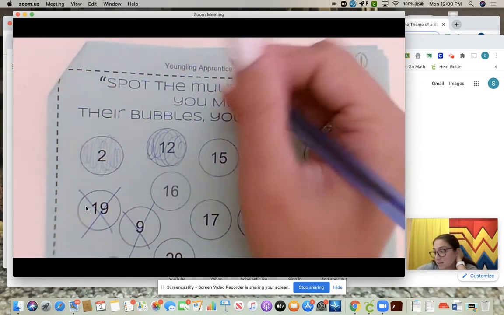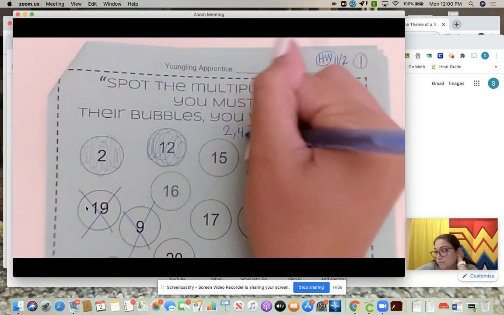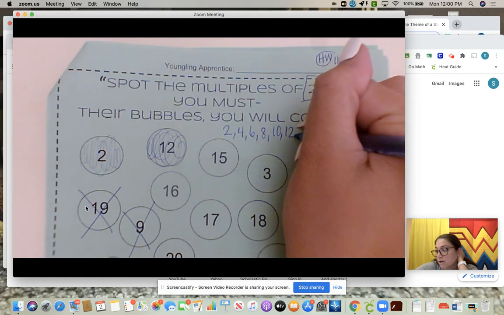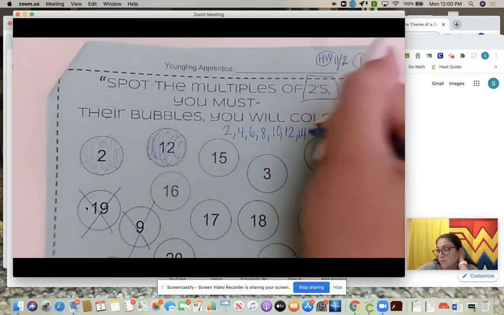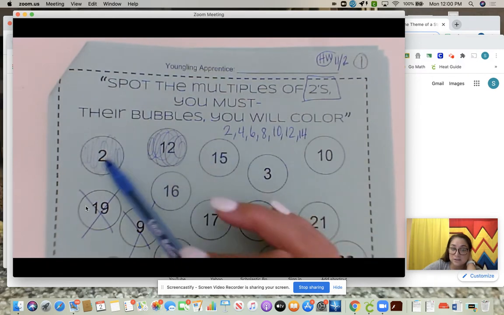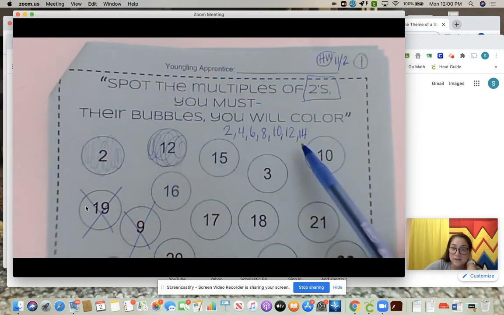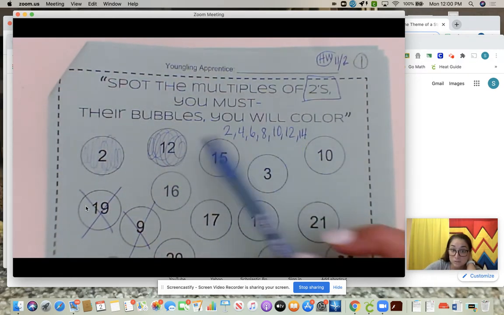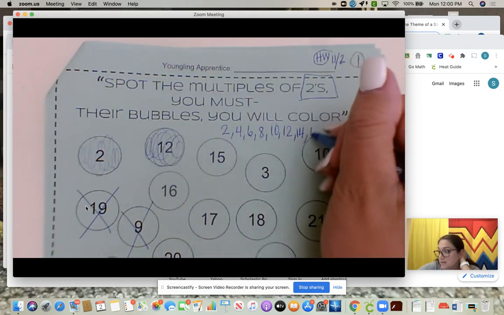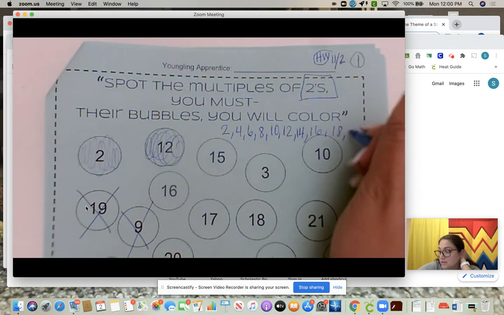So when you think about counting by 2s: 2, 4, 6, 8, 10, 12, 14, and so on and so forth. Well, 2, you definitely say 2, so you color it in. 12, yep, there's 12. When you count by 2s, you do say 12. 16, 18, 20.